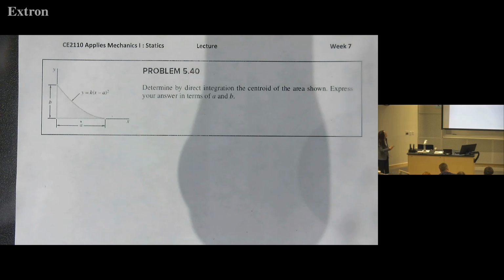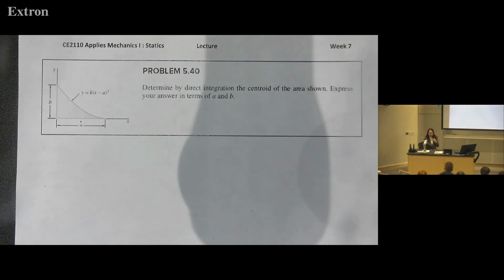Here, determine by direct integration the centroid of the area shown. Express your answer in terms of A and B. So A is this distance, and B is this distance, and the function here is a quadratic function about x, right? So y equals k times x minus a squared, and then we see k. And it's bothering, right? Because we need to express everything in terms of A and B. So we need to eliminate k.